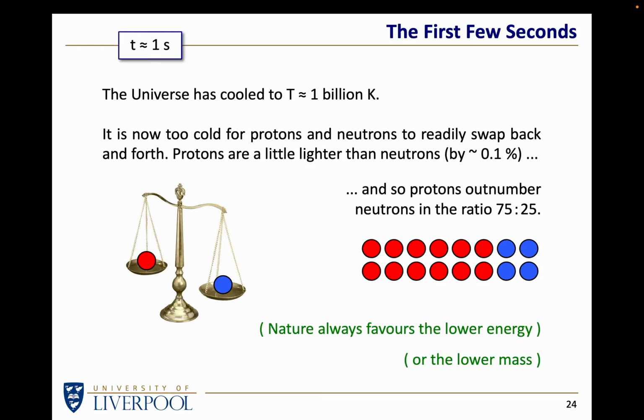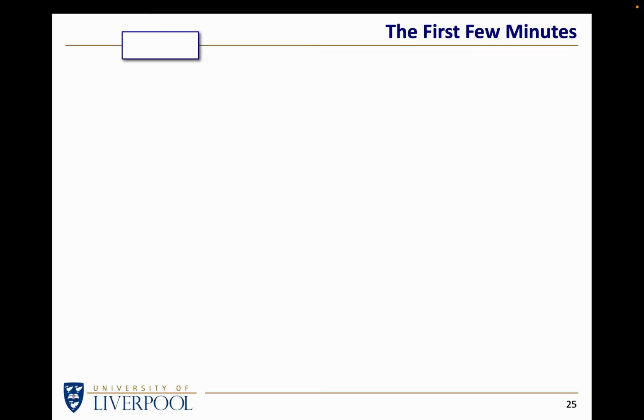We can calculate using the laws of physics as we understand them. At this temperature, if there's this mass difference, what would be the ratio of protons to neutrons we end up with? And it turns out to be this particular number here, 12 of the protons versus 4 of the neutrons. We're now moving forward to approximately 2 or 3 minutes after the Big Bang.